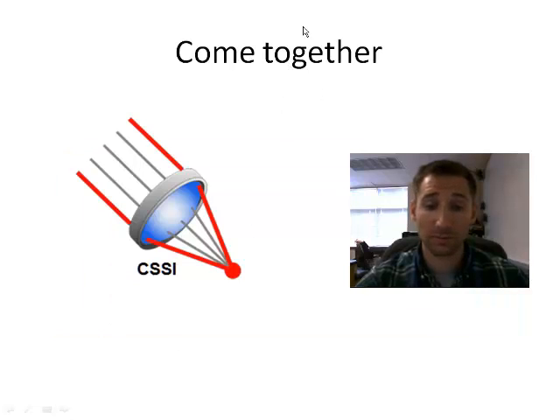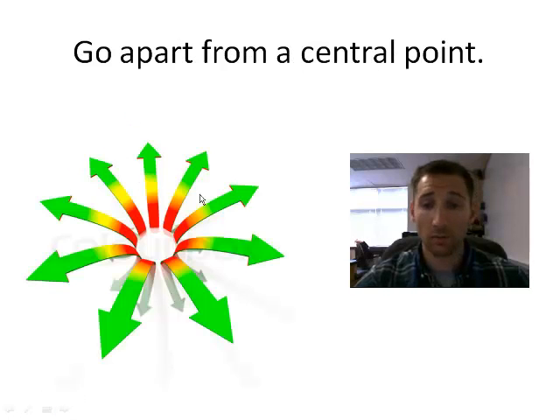What does convergent mean? It means all coming together. So this is an example of sun rays coming through a lens and converging. What does diverging mean? It means coming apart from a central point. So all of these are going away. We also see this with our concave lenses and our convex mirrors.